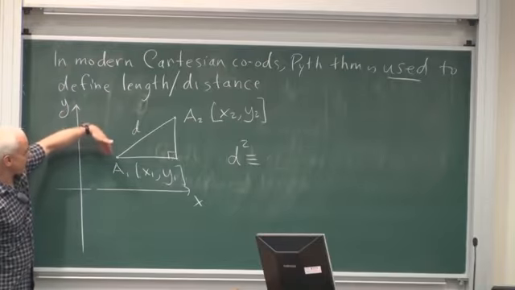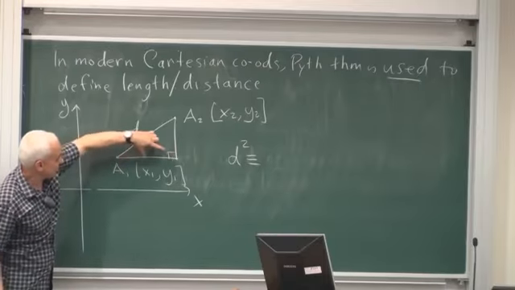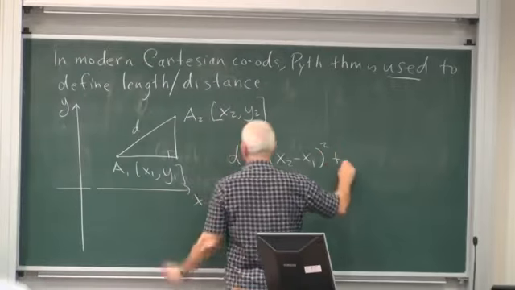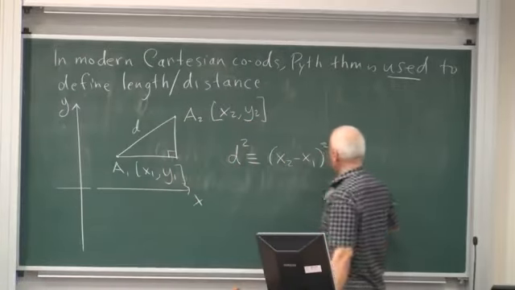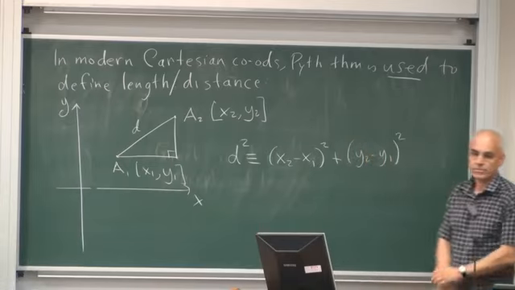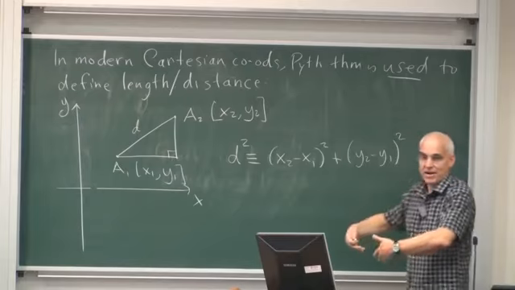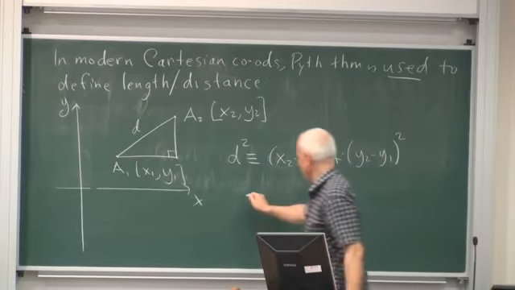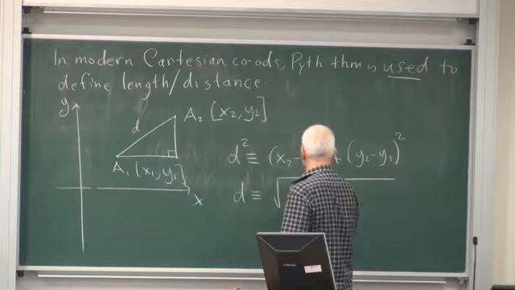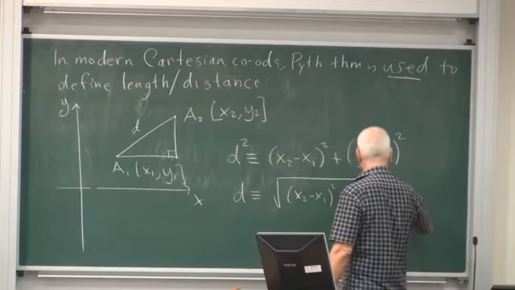Since d squared, the area of the square, will be the area of the square on this side, which is the difference between the x coordinates squared, so x2 minus x1 squared, plus the area on this side, which is the difference of the y coordinates squared. And now we have to define d, we need to take a square root. So the actual distance itself is defined to be the square root of x2 minus x1 squared plus y2 minus y1 squared.